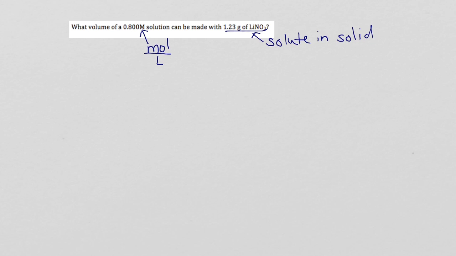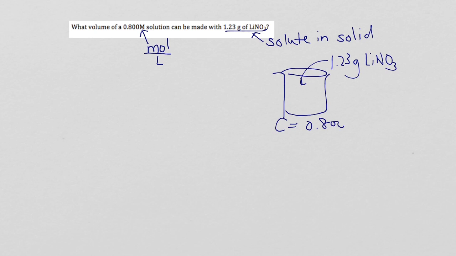So, what are we trying to do? They're saying that I'm going to use a beaker again, even though this should not be made using a beaker. Okay, they're saying that you have added in 1.23 grams of lithium nitrate. You want to make at the end a 0.8 molar solution. So how much water do you have to add?